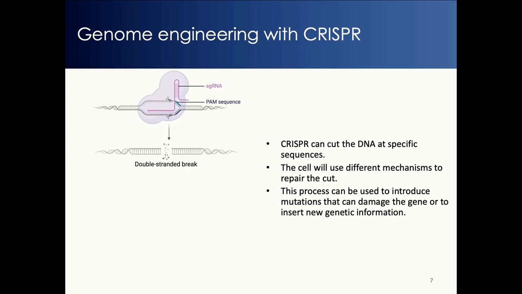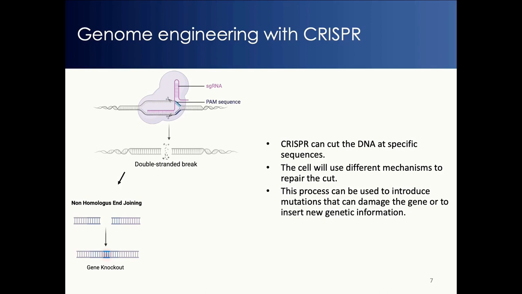And this type of DNA damage will be detected by the cell machinery and will be repaired as soon as possible. So the cell has basically two options to repair this damage done by CRISPR. If we only provide the cell with CRISPR and the sgRNA, the cut will more than likely be repaired with a non-homologous end joining approach, in which the two ends of the DNA will be connected.